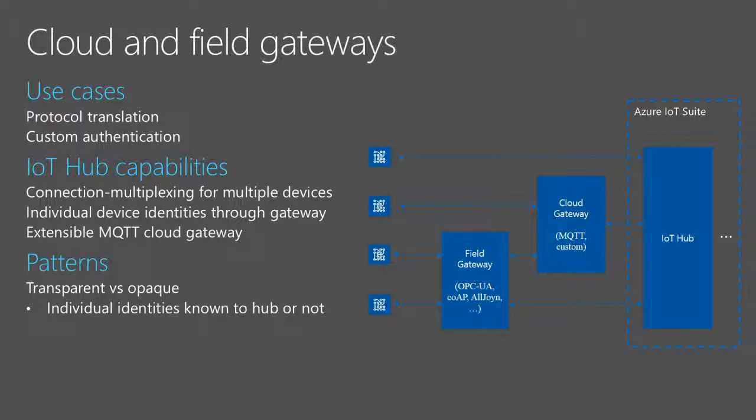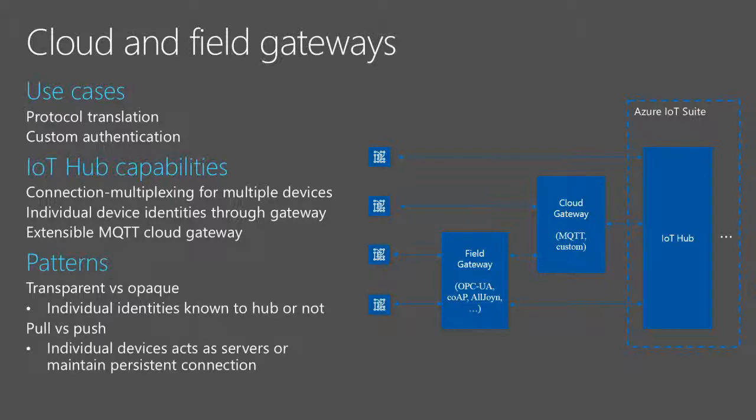And opaque gateways, and there are some good reasons sometimes to go that way, is a gateway that effectively connects to IoT Hub as itself, and the end devices are effectively handled at the application level. In that case, you of course forgo some of the capabilities, but it makes the number of devices in IoT Hub smaller, and it might be required depending on your provisioning workflow.